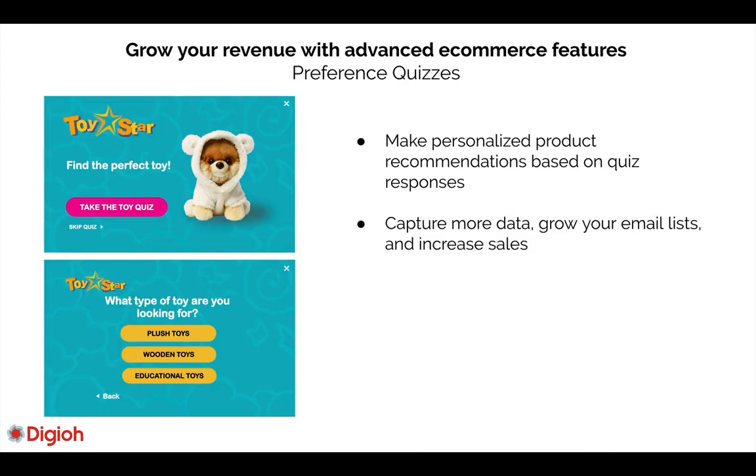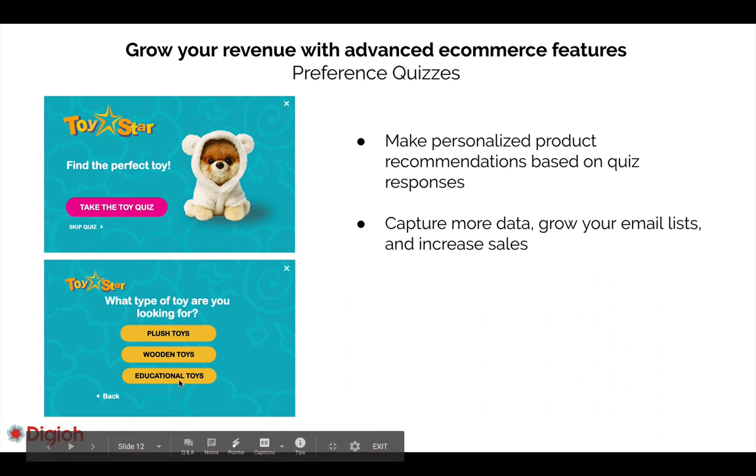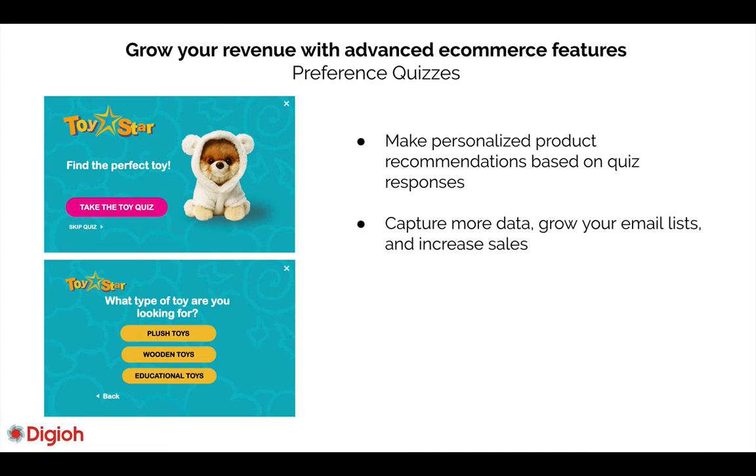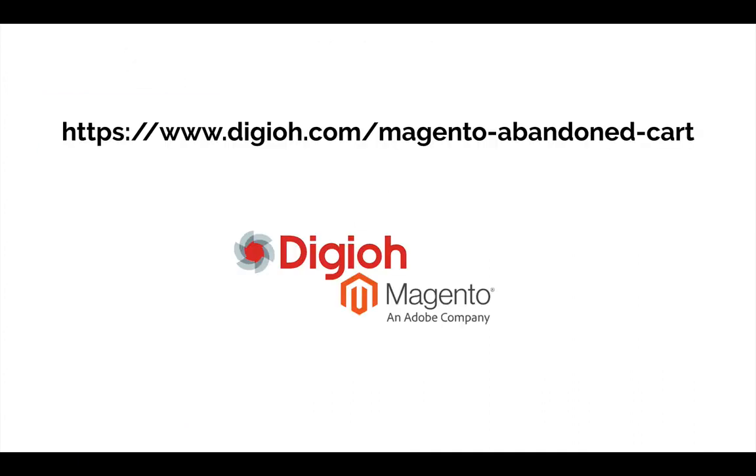Another really cool thing that we've done is preference quizzes. You can ask something like, hey, who are you shopping for? You can list a few ages, or ask what are you most interested in. All this data can be pushed into your CRM system as well, so you can learn their preferences and know what they're most interested in.